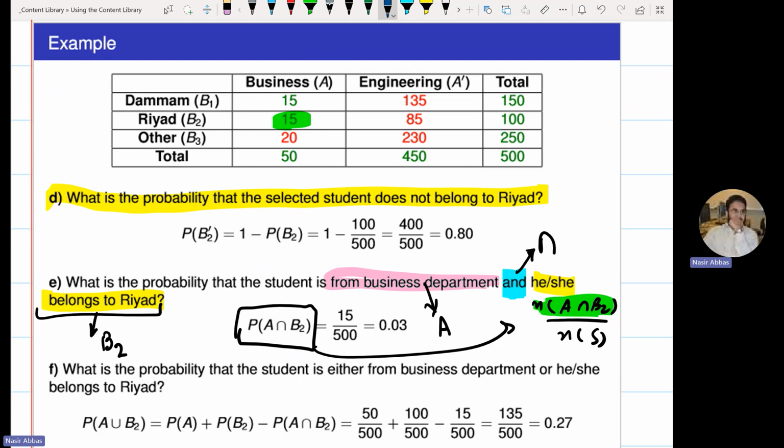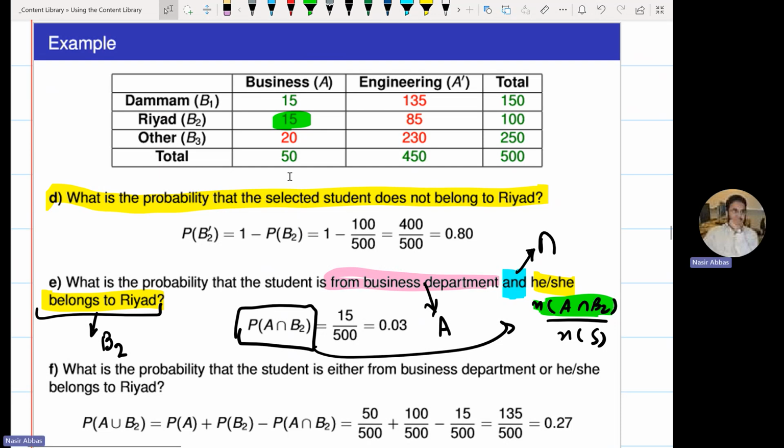Next question. Now see the difference between part E and part F. It's the same question, but without and, now with or. What is the probability that the selected student is from business or from Riyadh? So now the same two events, but we need the union probability. To get the union probability, we make use of the addition theorem. The addition theorem says what?